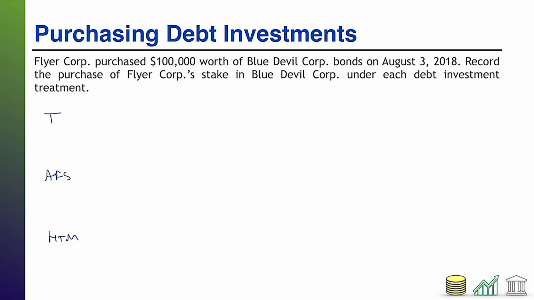By the way, you see these acronyms I'm using, T, AFS, HTM, get used to them. You're going to see me write them all the time. I would encourage you to use some acronyms like that as well. It just makes life easier than spelling that all out constantly, right?